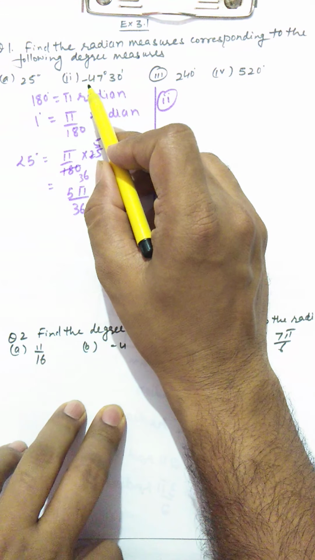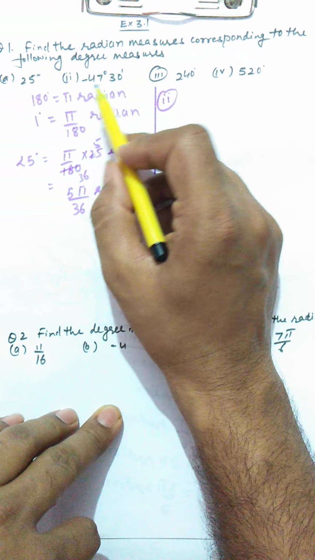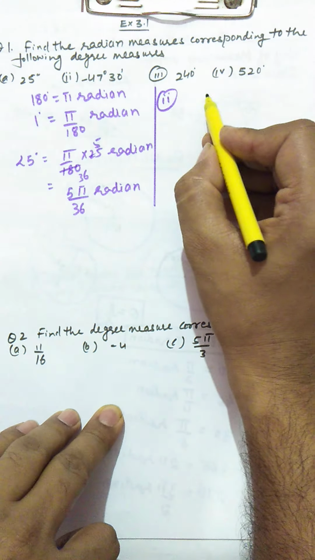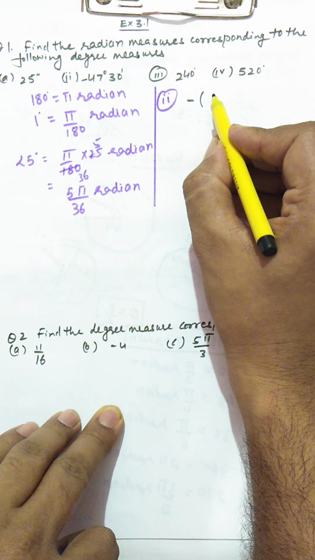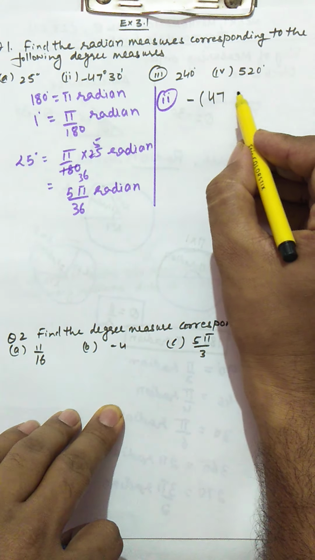So this is a minus sign. You can see that the minus sign shows us that we have taken this angle in the clockwise direction. So we'll write that minus, you can take it outside. So this is 47 degrees and 30 minutes.